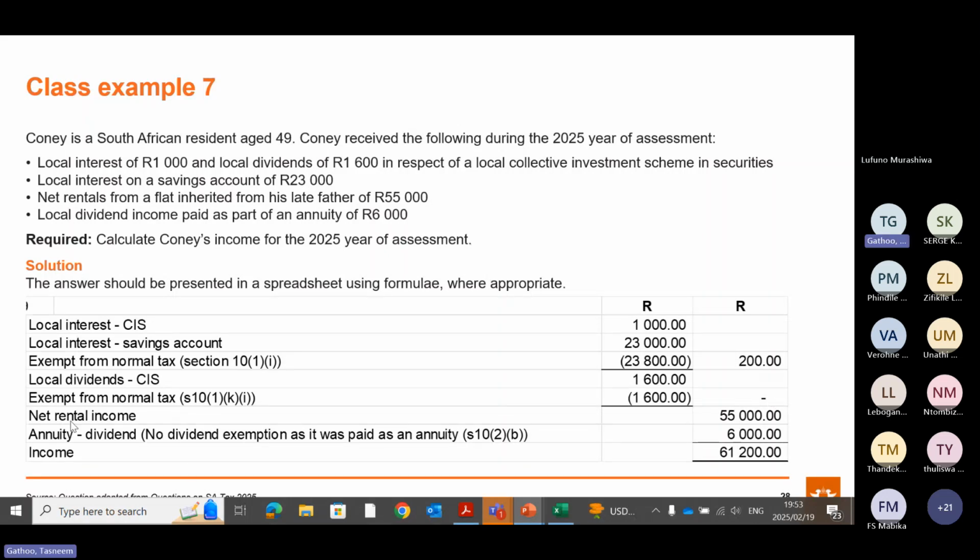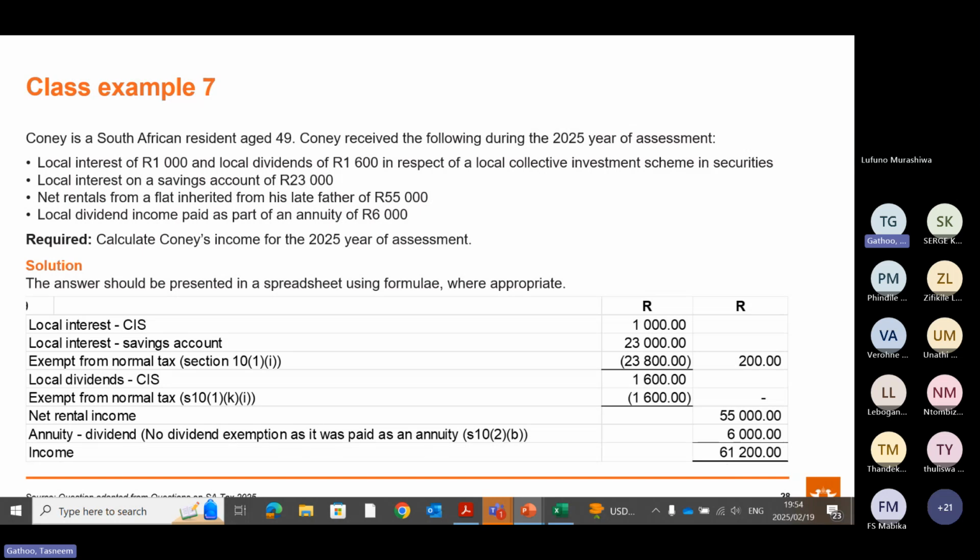Okay, then your net rental income will be plus the 55,000. This dividend income that you received will not qualify for an exemption in terms of Section 10(2)(b), because remember Section 10(2)(b) said that if any amount of dividends or interest are paid out as an annuity, there will be no dividend exemption. So you add the 6,000 and the total sum of your income is 61,200.